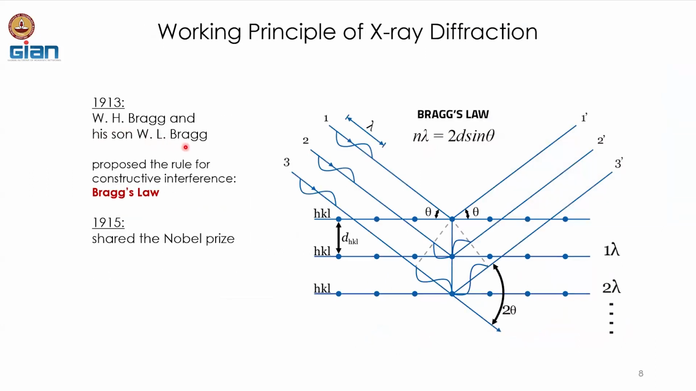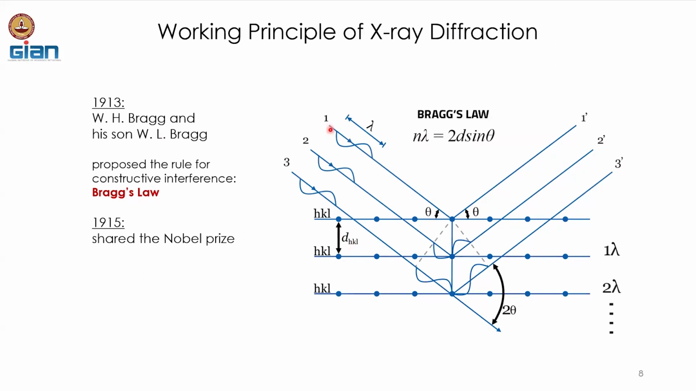So, this was done by Bragg's law, which was proposed by William Henry Bragg and his son William Lawrence Bragg. It was proposed in 1913, and for that they got the Nobel Prize in 1915. So, how it works: let us just take this as our crystal where we have the atomic planes, and these atomic planes have a distance between them as d HKL, or simply d.